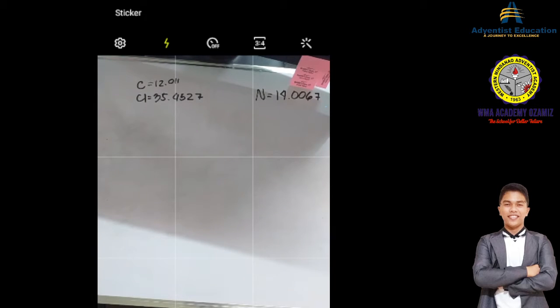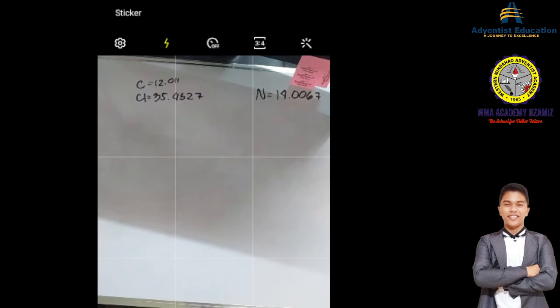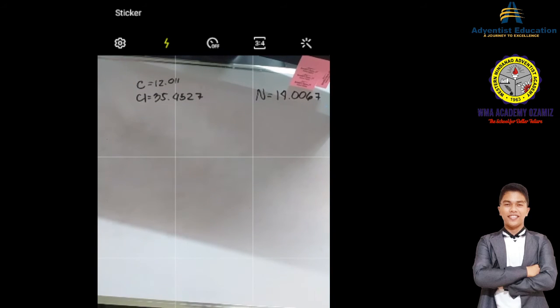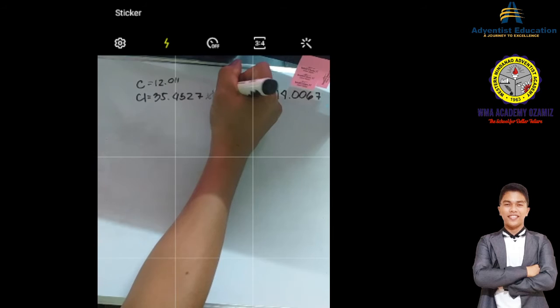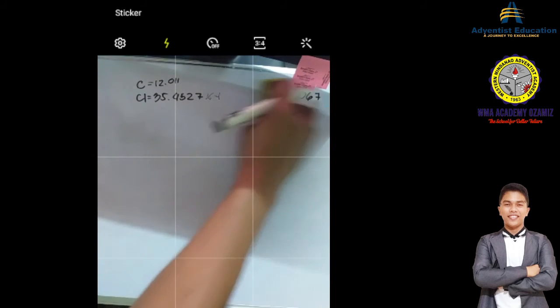So let's proceed. Using the formula, because we are going to look for the number of moles of Cl. Okay, determine the number of moles. To determine the number of moles, this is the same as in example number 1. You are going to look for how many chlorine there are. There are 4, so multiply by 4.